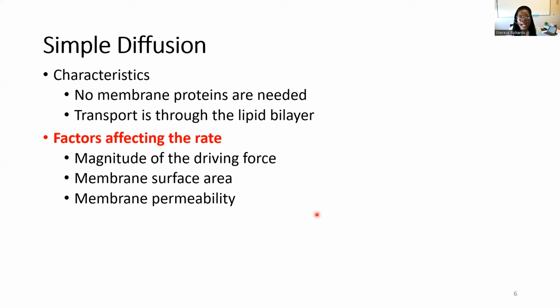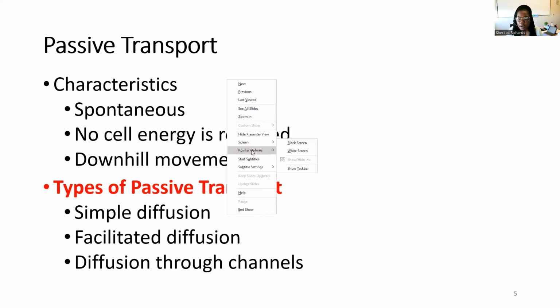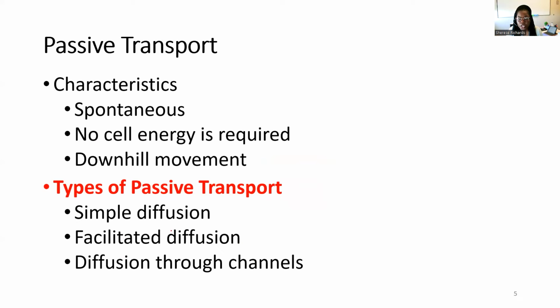All right. Let's talk about some of the characteristics of simple diffusion first. So if you think back to these 3 examples, we're going to start off with simple diffusion first. We're going to talk about factors that affect that, and then we'll talk about the other 2 types.